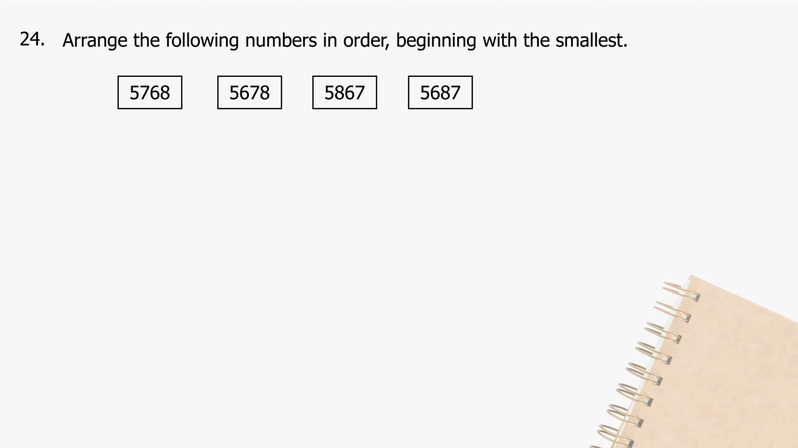Question 24. Arrange the following numbers in order, beginning with the smallest: 5768, 5678, 5867, 5687.